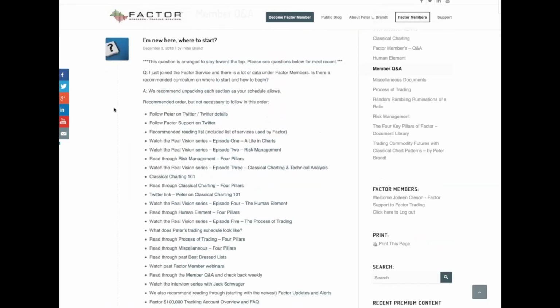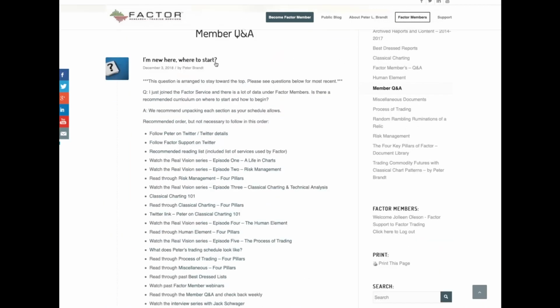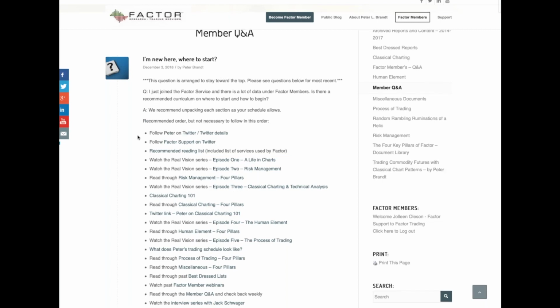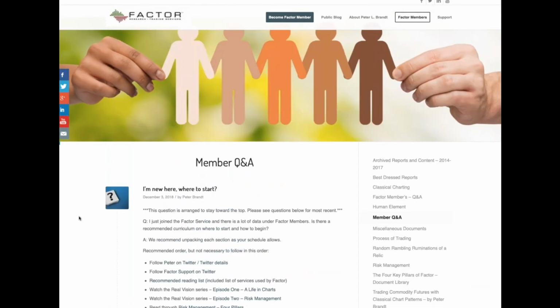I would say this is a good place to start, even if you're not new here and you've been a member for a while. I've pulled all sorts of different documents that are throughout the entire website and put them here with lots of clickable links, so it takes you to different places on the Factor website. I'm hoping this will be a good resource for you to come to. I hope this is helpful.